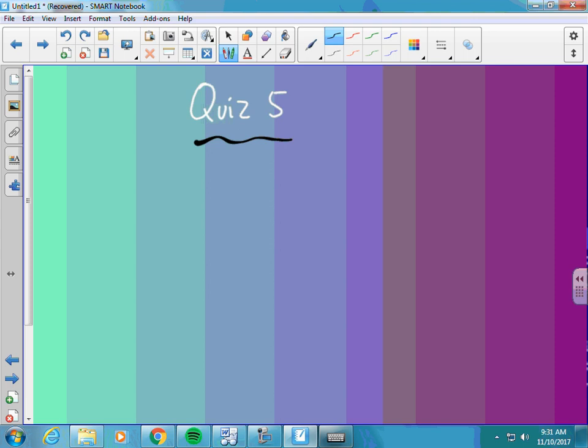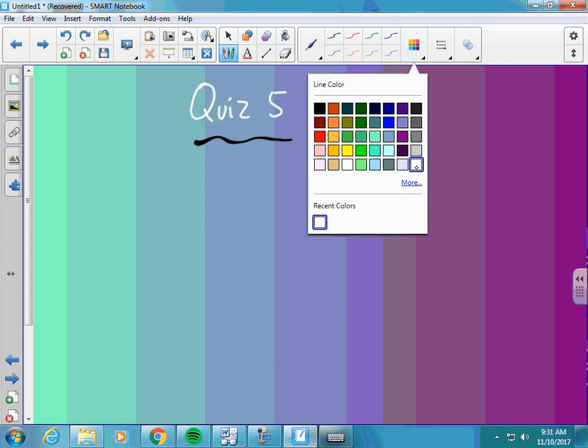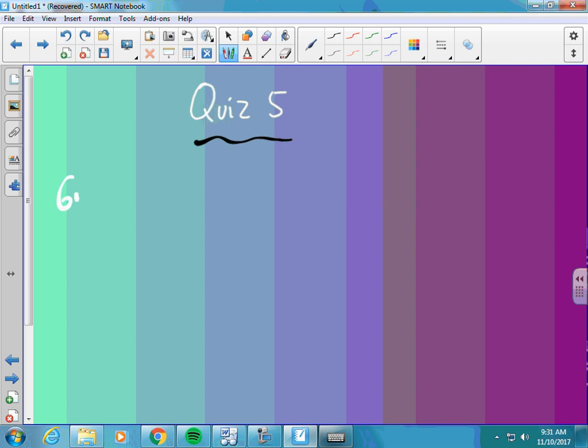All right, so quiz 5. So we started off with graphing. And so with our graphing, the first thing I was looking for was, does each graph have a title? Gave a point for each of those.